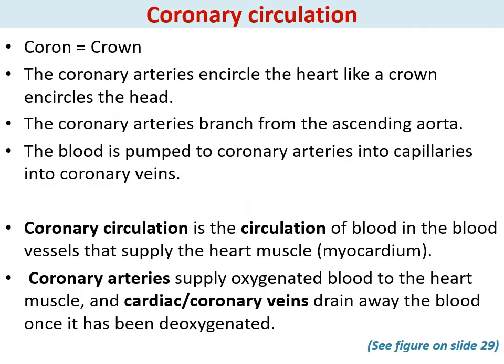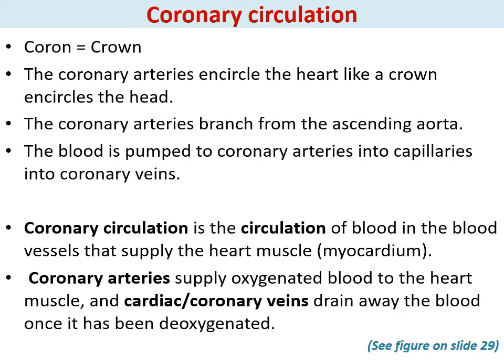So the next circulation we are seeing is the coronary circulation. What does coron mean? Crown. So a crown is what is kept on your head, on top of the head. So whatever is on top of the heart, the arteries and veins that are covering the heart, are known as the coronary circulatory system. The coronary arteries encircle the heart like a crown encircles the head.